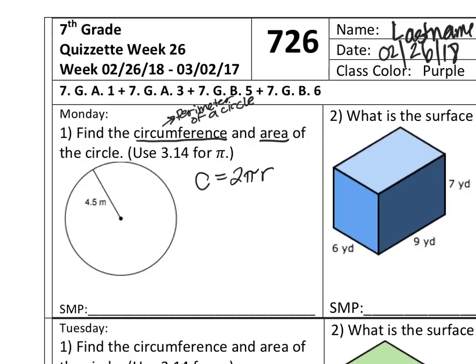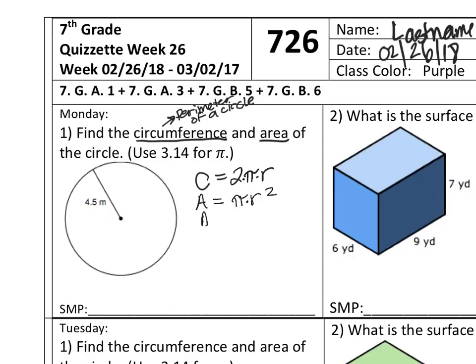I'm going to have you rewrite the circumference formula every time that you see number 1, and also the area formula of a circle. The area is everything inside of the circle, and the formula for the area is pi r squared. And these are all being multiplied. So 2 times pi times r and pi times r squared.